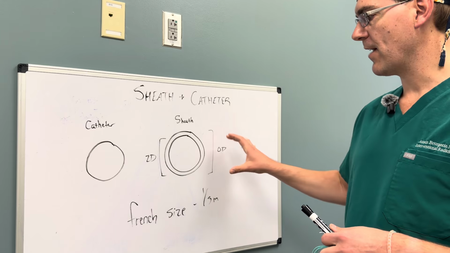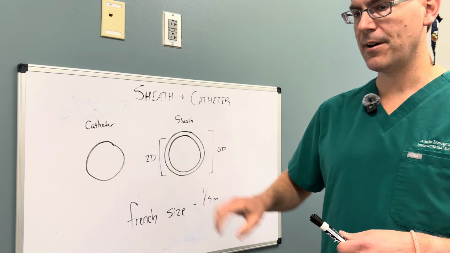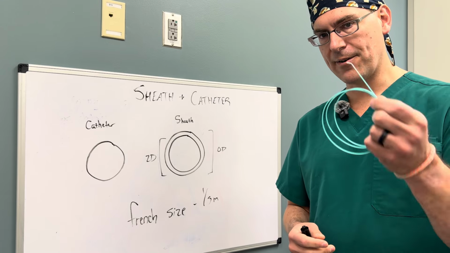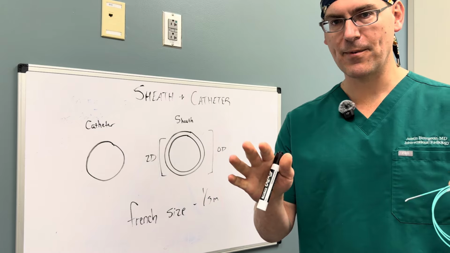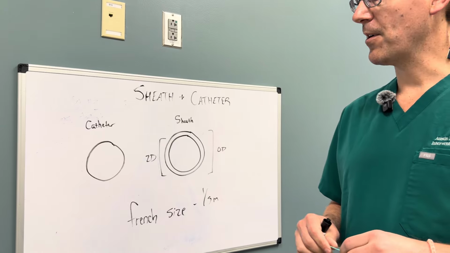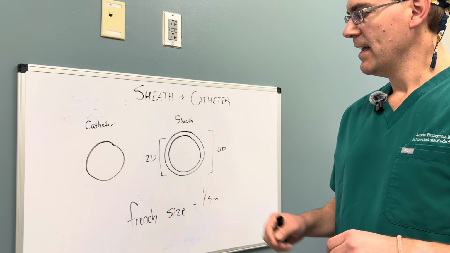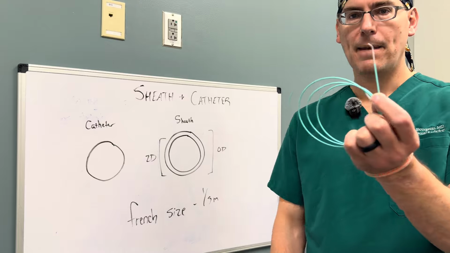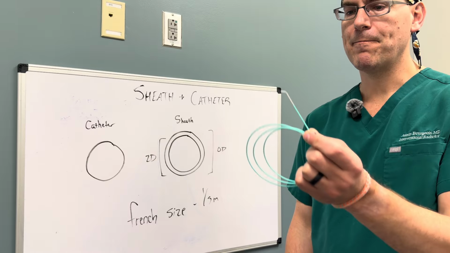What I mean by that is either outer diameter or inner diameter. All catheters are denominated in outer diameter. Okay, and I'm going somewhere with this. It's kind of important, and it'll make sense in a minute. So the outer diameter, how thick this is from end to end, is the French size of a catheter.